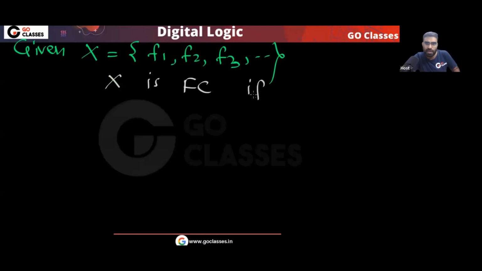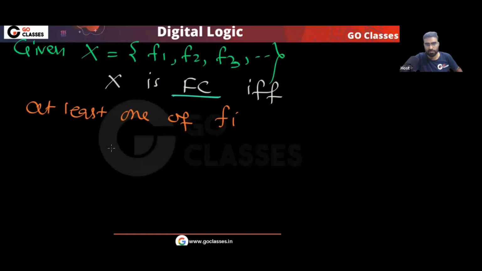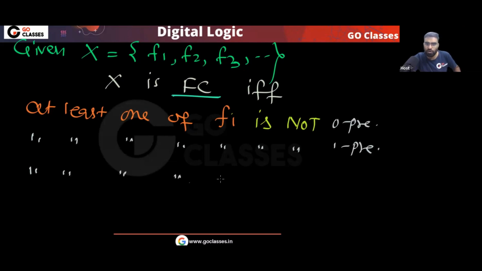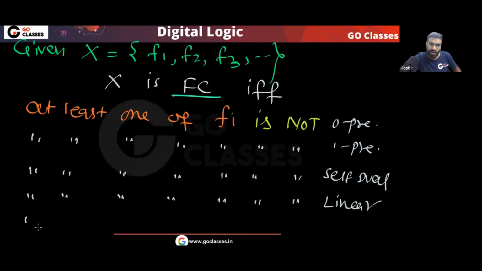When can I say X is functionally complete? If and only if at least one of the Fi is not zero preserving, at least one of the Fi is not one preserving, at least one of Fi is not self-dual, at least one of them is not linear, and at least one of them is not monotone.